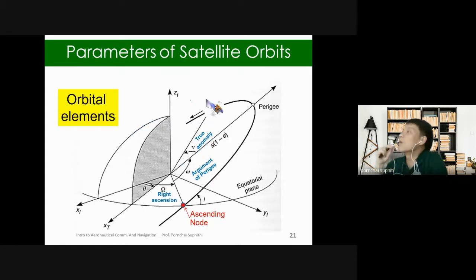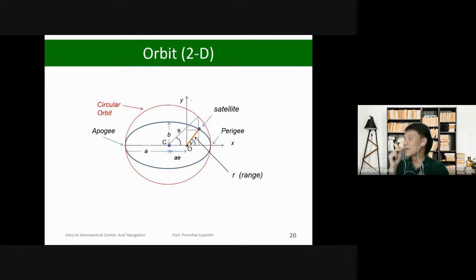Okay, so let's take a look at what an orbit means. Let me see which one to look at first. Okay, let me look at this one first. This is like a 2D orbit picture. Satellite is here. This is the satellite, and this is the center of Earth. Let me change color a little bit so that it's easier to see.